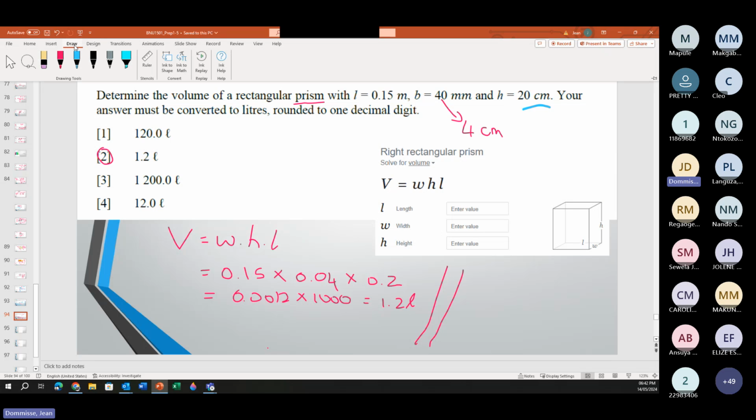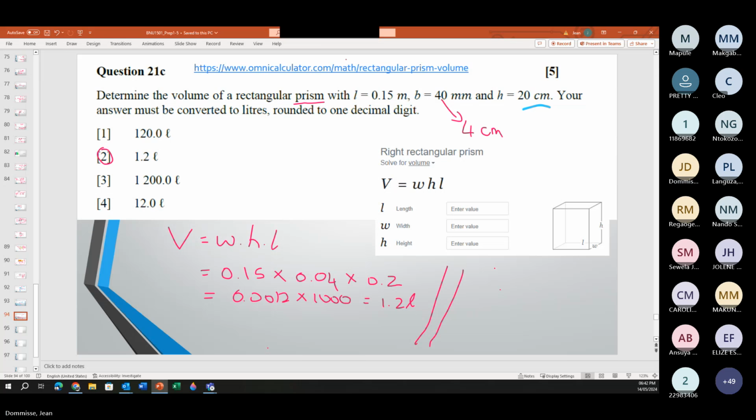If we had done it in centimeters, let's just get it right. So 0.15 meters is 15 centimeters. So 15 times 20 times 4 centimeters is 1,200. And because it's centimeters, we would have divided by 1,000. So you will also get 1.2 liters. Okay, sorry about that.